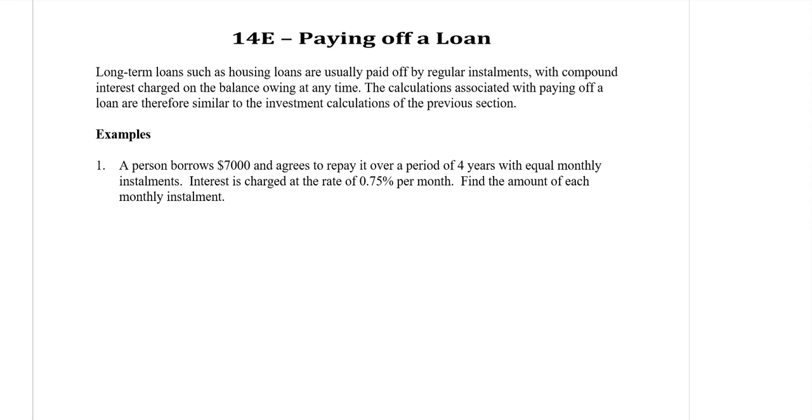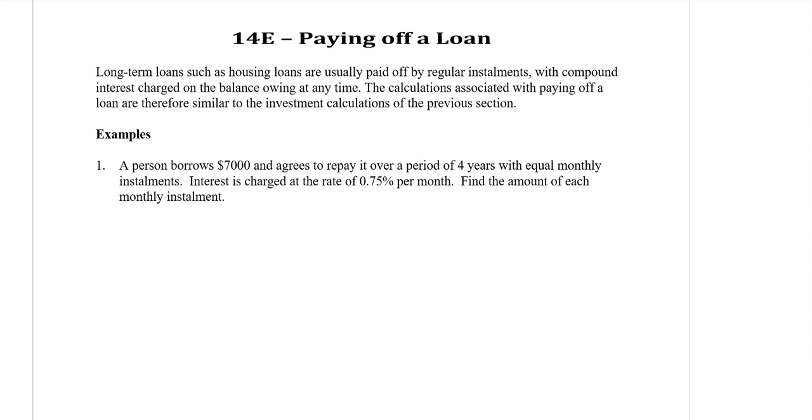The last section is on loan repayments. Long-term loans such as housing loans are usually paid off in regular instalments, with compound interest being charged on the balance owing at any time. The calculations associated with paying off a loan are therefore similar to the investments in the previous section. So we are going to be looking at each instalment and making a series out of it.